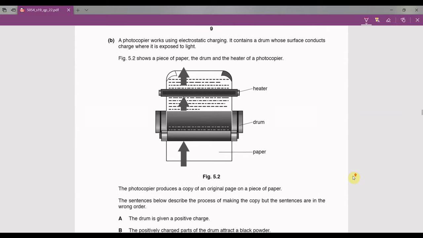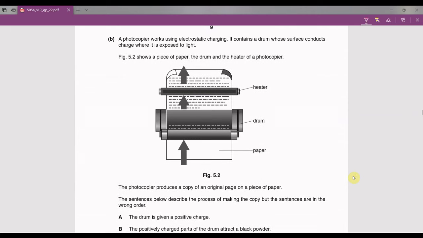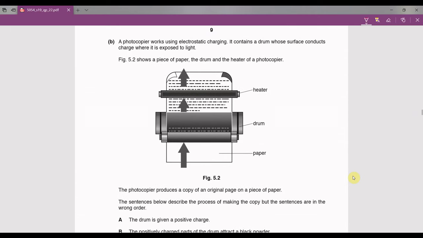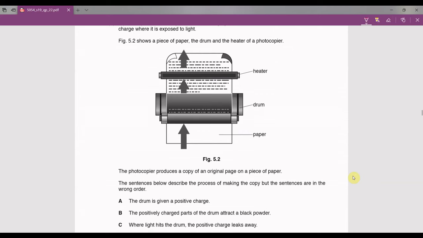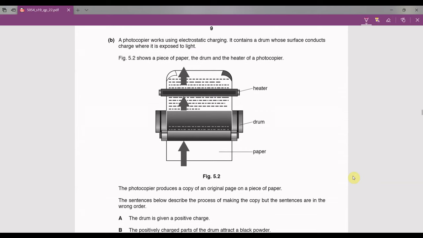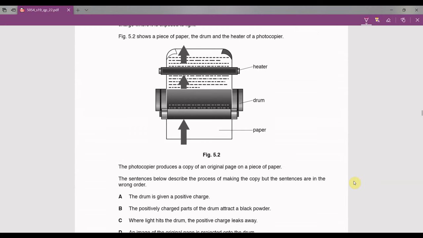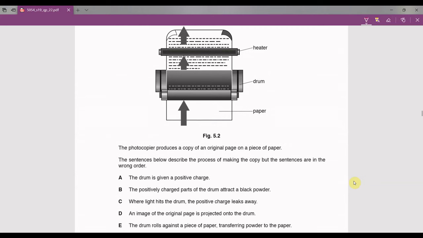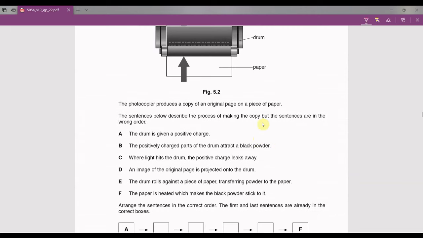Now they have a photocopier. In the part where we studied the applications of electrostatics, photocopier was one of them, and there was a whole process of how it works. If you remember the whole process, then there wouldn't be any issue. But even if you forget the order, or don't remember it step by step, if you have a basic understanding of how electrostatics works, or what a photocopier is supposed to do, you can just order these in the right order.